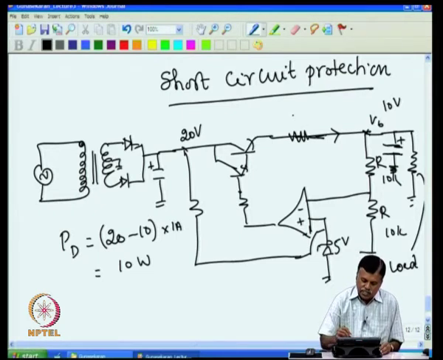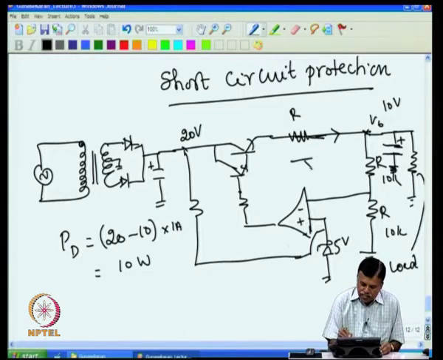Now, if I add a series resistance across this, then whatever current is flowing through this will develop a voltage across it. So, the voltage across this is R times the current flowing through it.